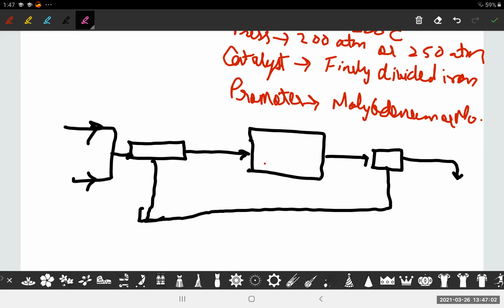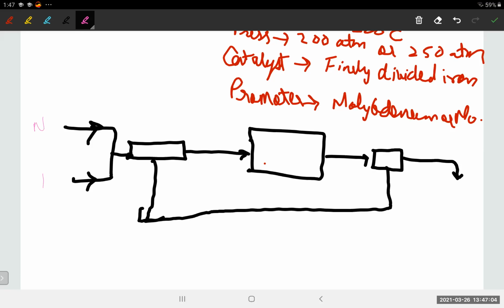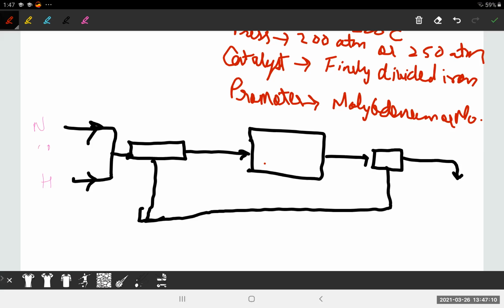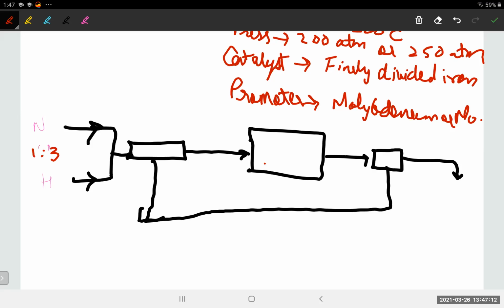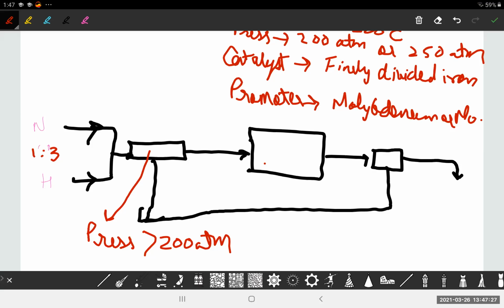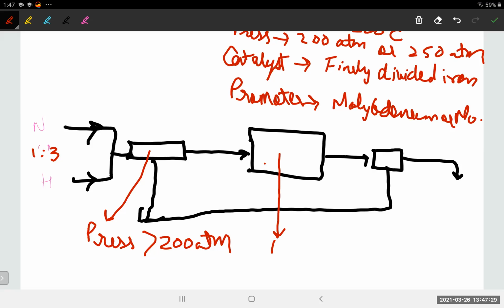I'll just write that here: N2 is coming in and H2 is coming in, in the ratio 1:3. They are going in, and then what happens here? The pressure here is greater than 200 atm. Then here is the catalytic chamber. Here we have Fe and Mo.